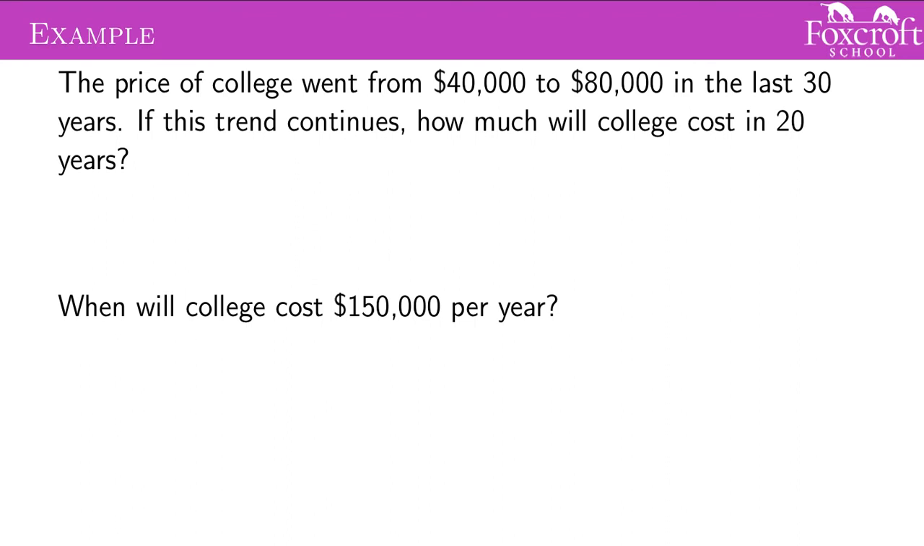All right, so the price of college went from $40,000 to $80,000. Again, these are completely made up numbers. I just made them up for the problem. I have no idea if these are right. Over the last 30 years. All right, if this trend continues, how much will college cost in 20 years?